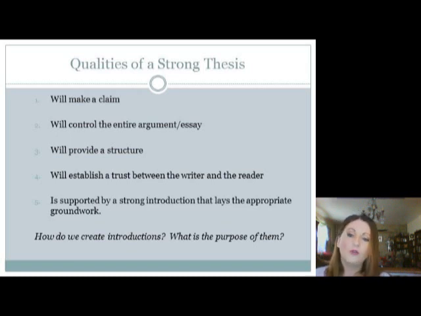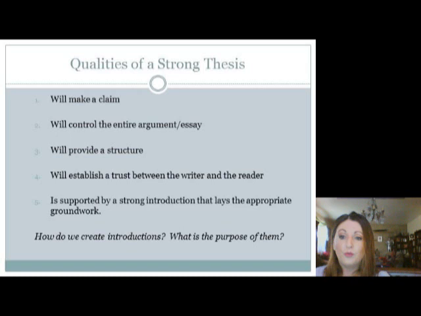It also has to control the entire argument or essay. So it's a really important statement. It guides the entire piece of writing. It needs to be crafted so that wherever your essay is going, all points feed back to it. So if you're having issues with your thesis statement not aligning with your essay, it might mean that you need to go and revise the thesis somehow so that everything fits together.